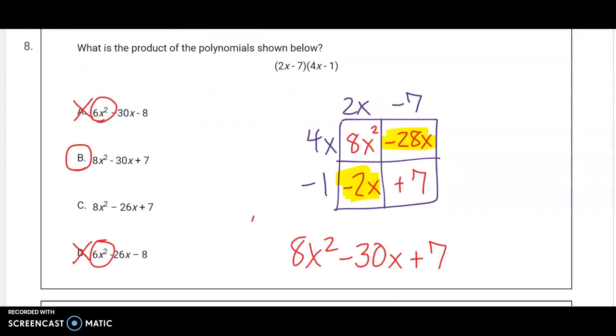Okay, guys, here's the solution to number 8. Please check to make sure that you did it correctly. If you knew that this was 8x squared, you can eliminate answer choices A and D because they had 6x squared. The key here is to make sure that you add those like terms correctly. Negative 28 plus negative 2 is negative 30.